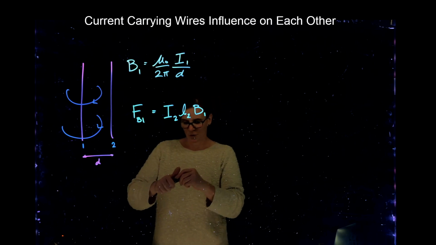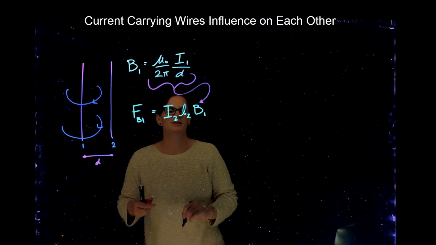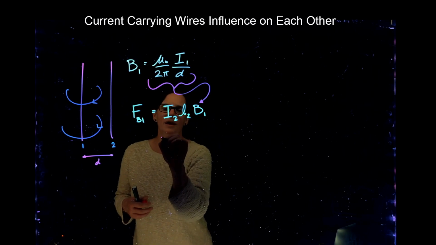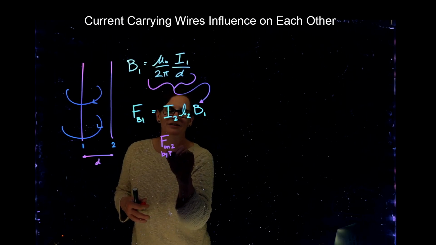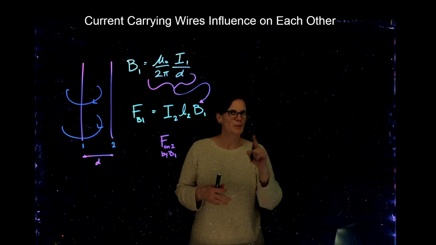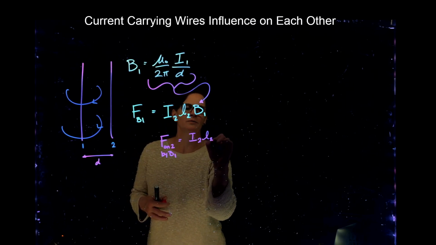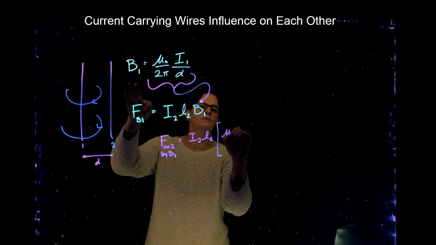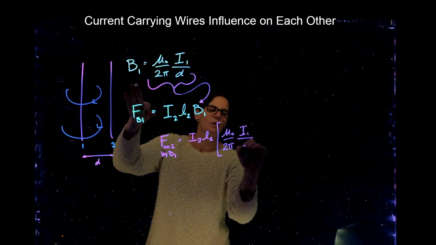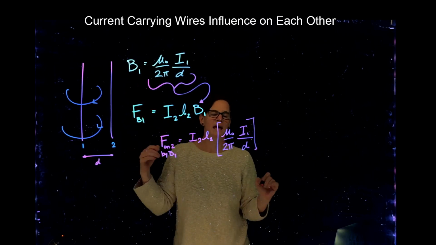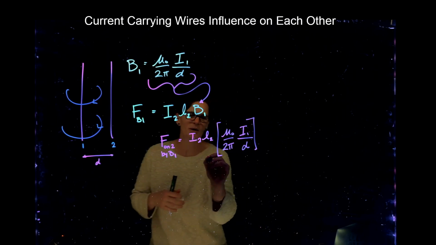So now we're going to put this relationship into my force relationship. We end up with the force on 2 by the magnetic field generated from wire 1 is equal to the current of wire 2 times the length of wire 2. And I'm going to plug this in: mu sub naught over 2 pi times the current in wire 1 over the distance between 1 and 2, where d again is that distance between 1 and 2. We don't usually see it in this form, so I'm going to rearrange this.